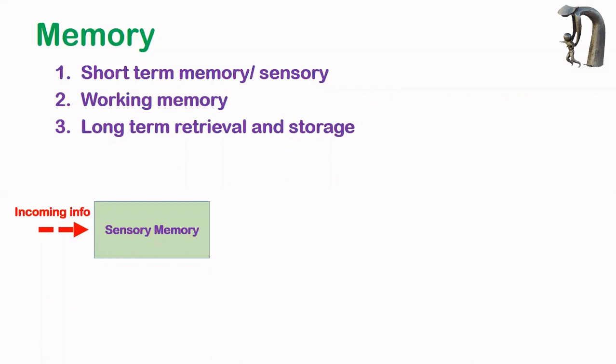Okay. So all incoming information first goes to the short-term memory or a sensory memory. This information has to be attended. If not attended, then the information stays in short-term memory as well. It gets stored in that particular area. It may not go further.